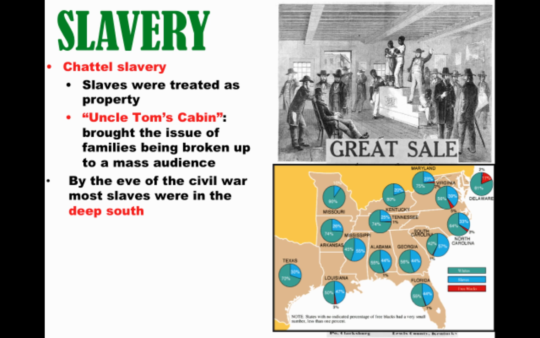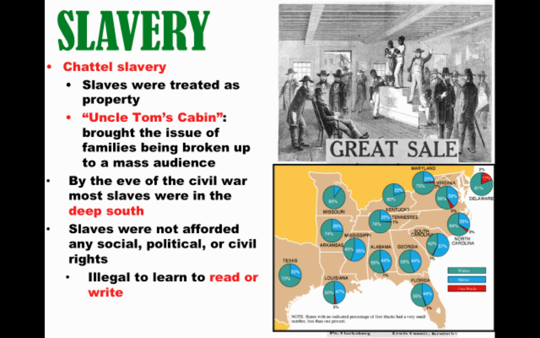of slavery. By the eve of the Civil War, like I said, most slaves were in the Deep South, so states like Mississippi, Alabama, Louisiana, Georgia, and so on. And slaves, no matter where you were, no matter how nice or brutal your master was, were not afforded any social, political, or civil rights. It was illegal to learn to read or write if you were a slave throughout the South.